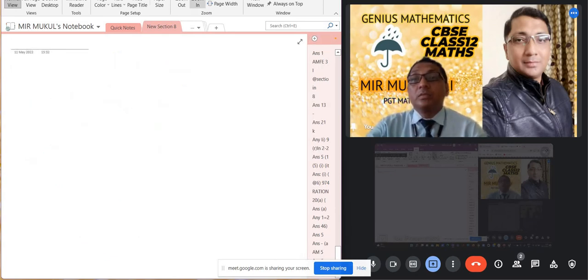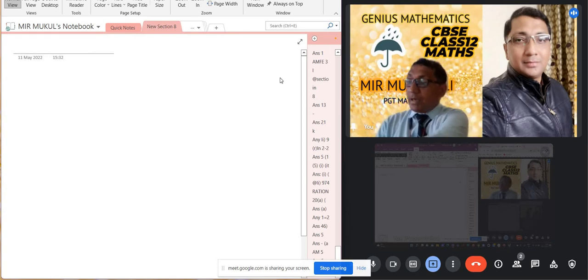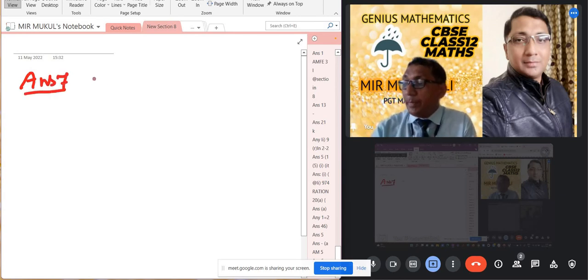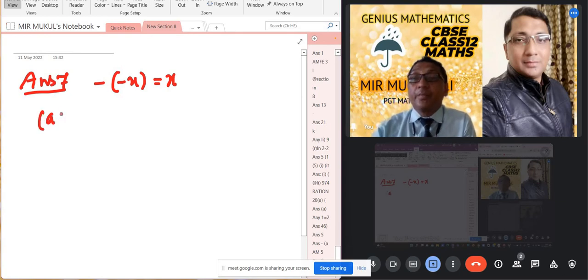Now, question number 7. Answer 7. Verify that minus of minus x should be equal to x. So I am doing for A, where x is given here as minus 8 by 13.